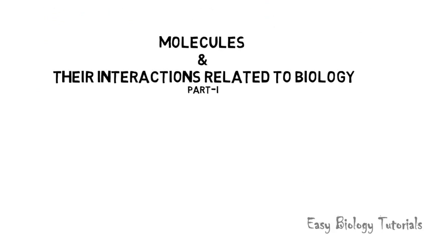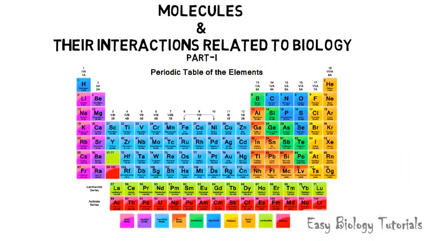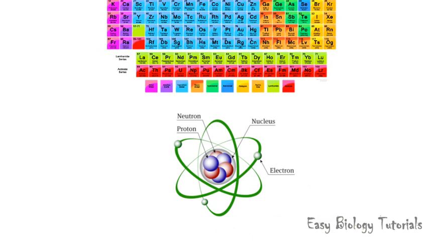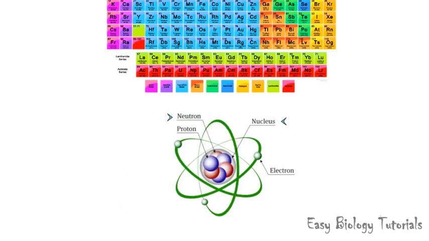So, the molecules and their interaction related to biology. The periodic table and its elements are responsible for the biotic and abiotic component of this planet. So we will see the structure of an atom. In the center or core, the nucleus is present. The nucleus consists of two components. One is neutron, that is neutral, means no charge present on it, while the second is proton.